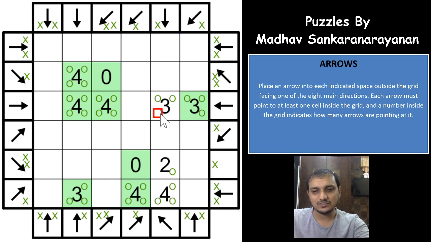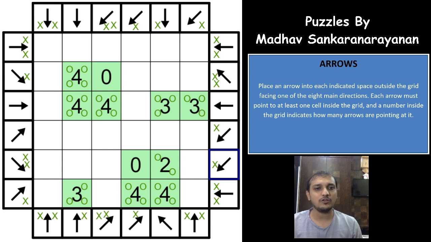That completes this 3, 2 and 4, which means that this cell cannot point towards the 2, this cell cannot point towards the 3, which means this cell will have to point towards the bottom diagonal, not pointing to any of the numbers. So if you see here now, we have placed the arrows in such a way that all the numbers are fulfilled here. So this is how you solve an arrow puzzle.